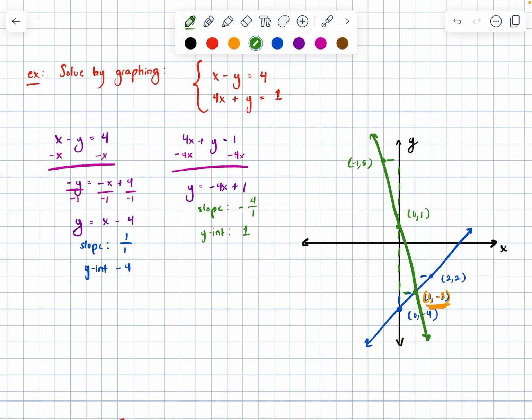So I've got this guy here. It certainly looks like this point, 1 comma negative 3, is my solution. To make sure, I'm just going to check.